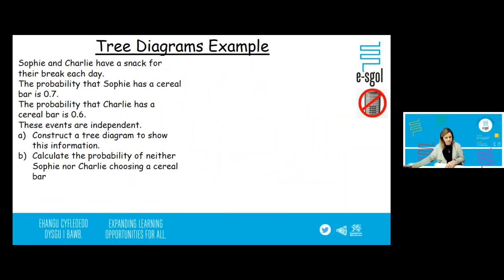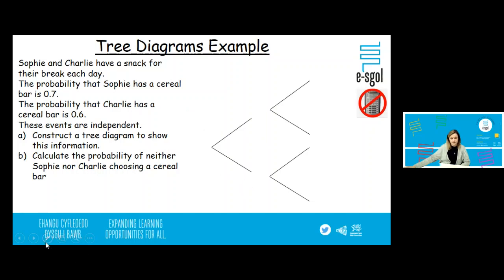Okay, so the first question we're going to look at is this one. Sophie and Charlie have a snack for their break each day. The probability that Sophie has a cereal bar is 0.7. The probability that Charlie has a cereal bar is 0.6. These events are independent. And so remember our keywords, it means that they're not affecting each other. Okay, construct a tree diagram to show this information and then calculate the probability of neither Sophie nor Charlie choosing a cereal bar. Okay, so to start with, this is the very basic structure that you would see.